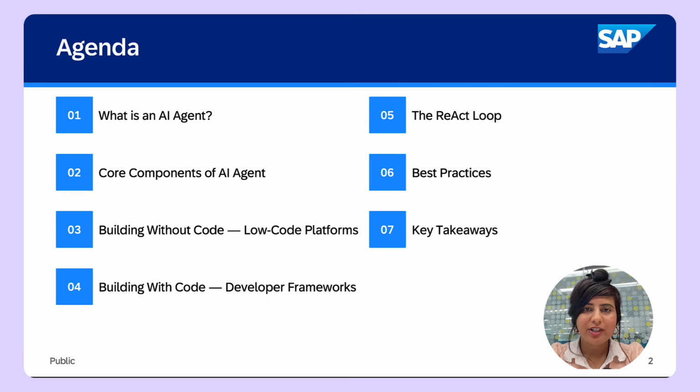First and foremost, we shall see what is an AI agent, then understand the core components of an AI agent. Then the approaches to build an AI agent. One is building without code using low-code platforms like Classic Joule Studio. Another is building with code using developer frameworks. The design pattern we follow while creating an AI agent, the ReAct loop. The best practices we developers should follow while creating AI agents. Then the key takeaways for this session.